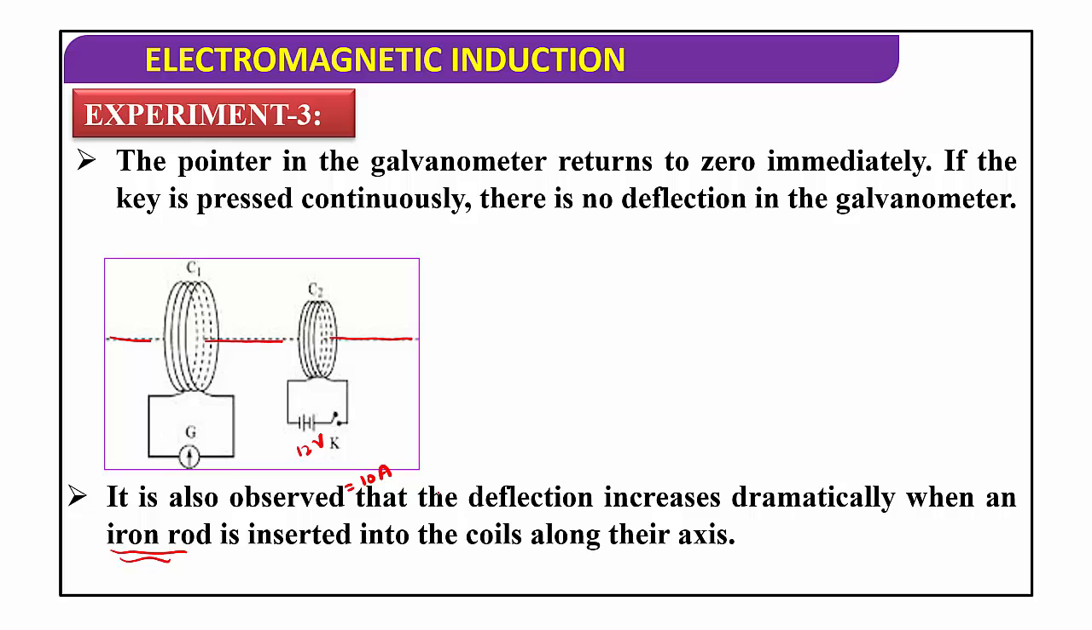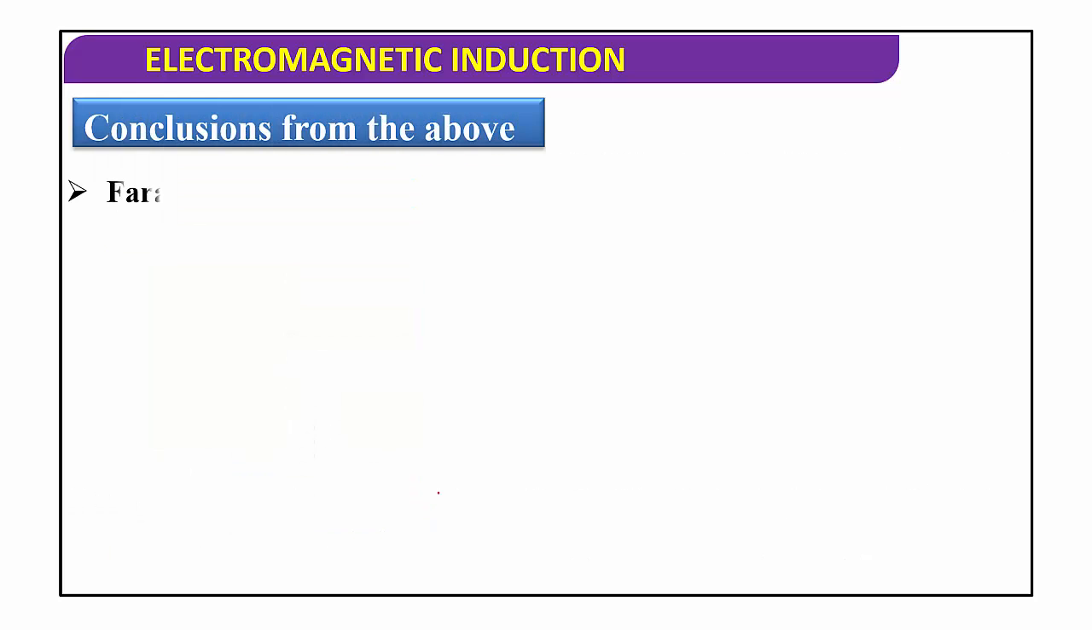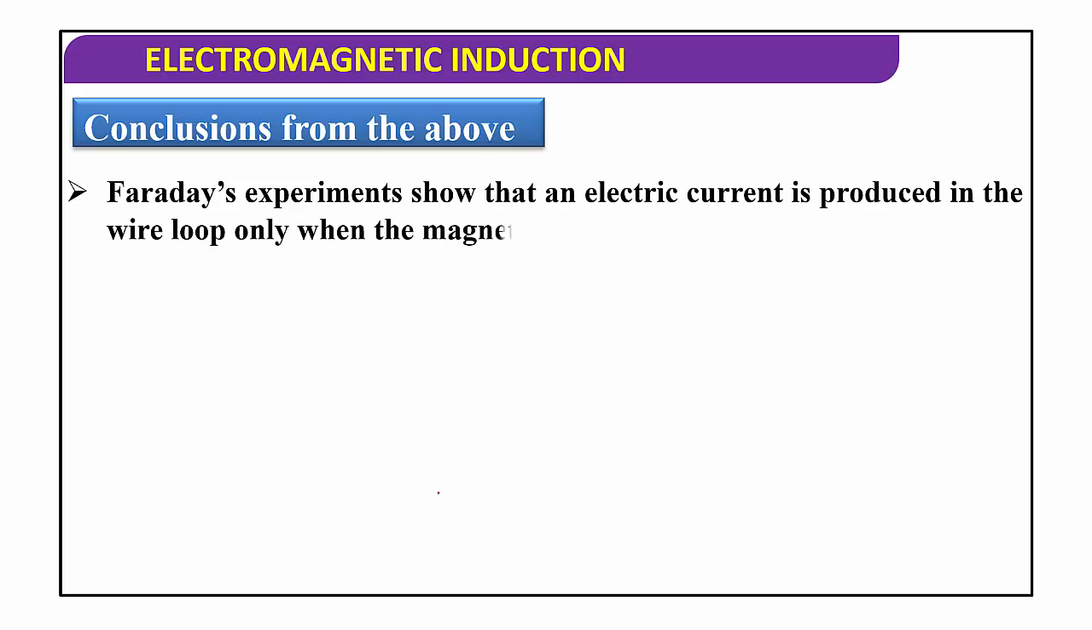We studied 3 experiments. The first one is the coil and magnet experiment. Second one, the coil and coil experiment. Third one is also a coil and coil experiment, but here we used a tap key. Then what is the conclusion from the above experiments? Observe the conclusions. This is very important.